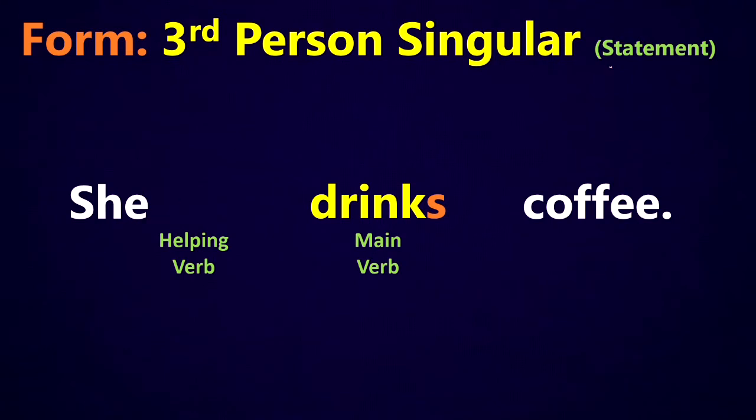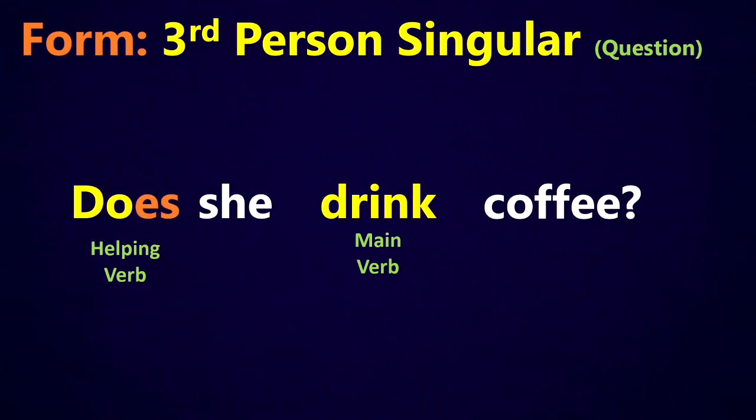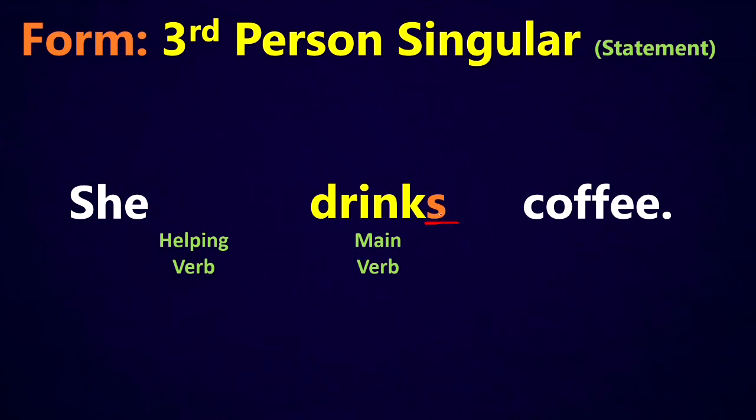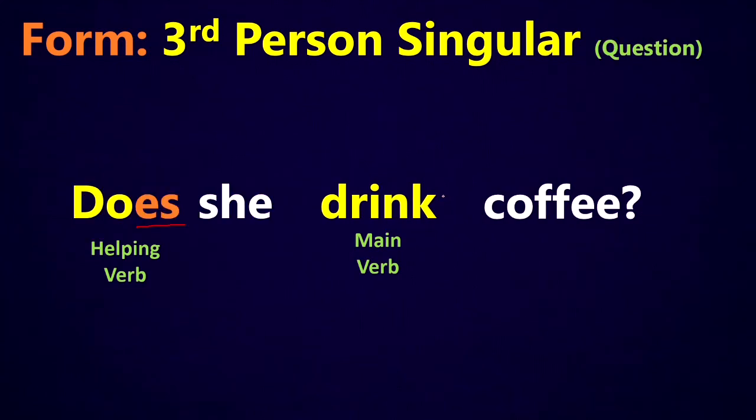So if we give a basic statement, like she drinks coffee, we see there's no helping verb here. So this S has to go on the main verb. Something has to carry the S, and the main verb is going to carry it if there's no helping verb. However, if we do have the helping verb, then the S goes on the helping verb, not the main verb. So we basically took the S from the main verb and we moved it over to the helping verb. So if we're using the helping verb, the S will go to the helping verb.